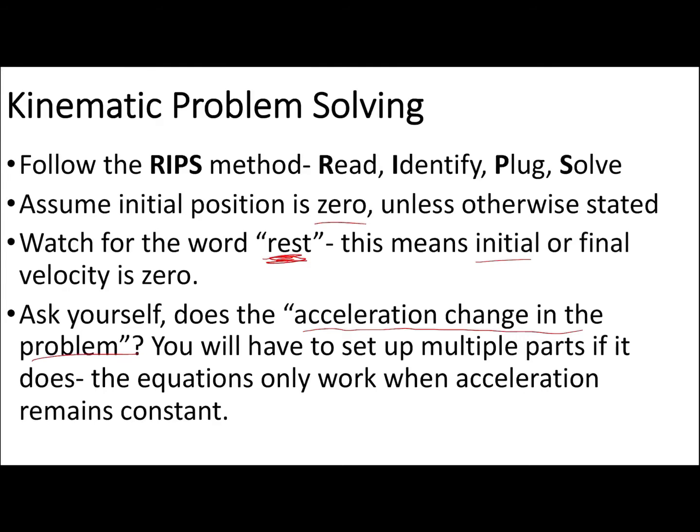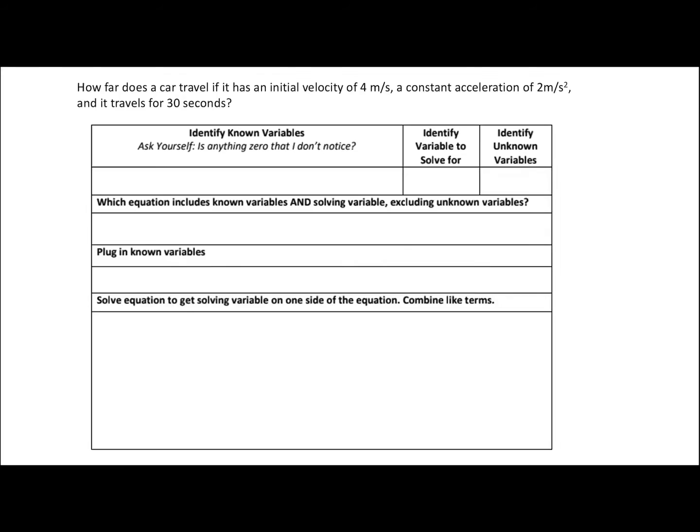And we'll see an example of this coming up. All right, so let's do an example of this. How far does a car travel if it has an initial velocity of 4 meters per second, constant acceleration of 2 meters per second squared, and it travels for 30 seconds?